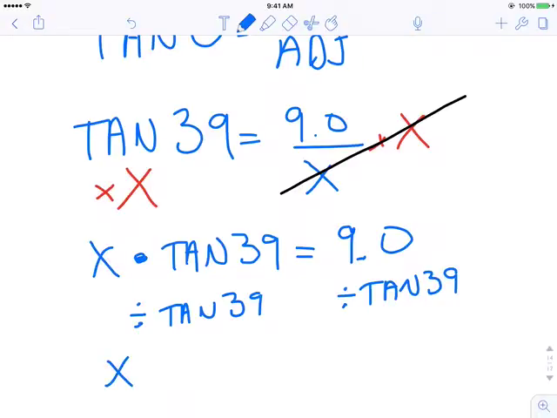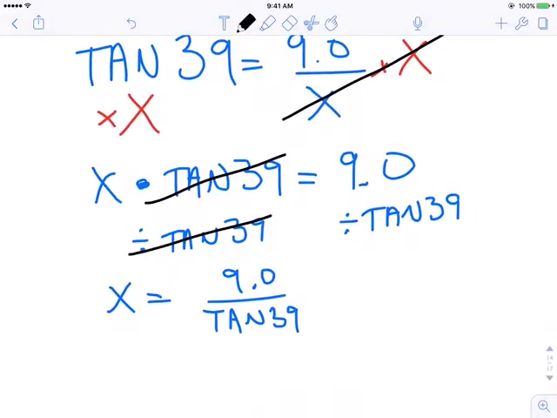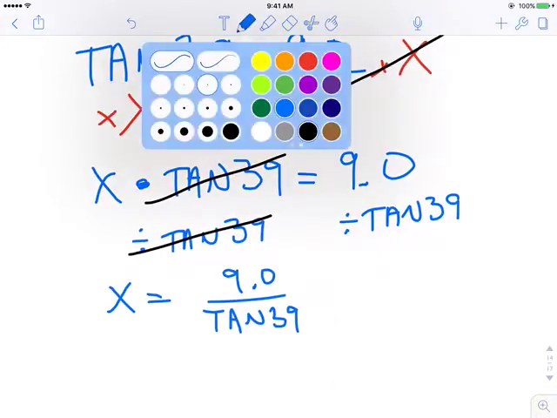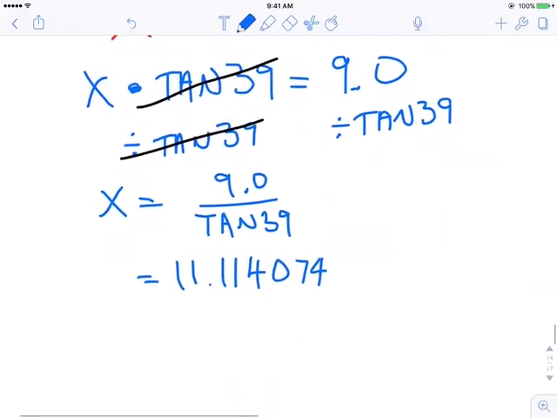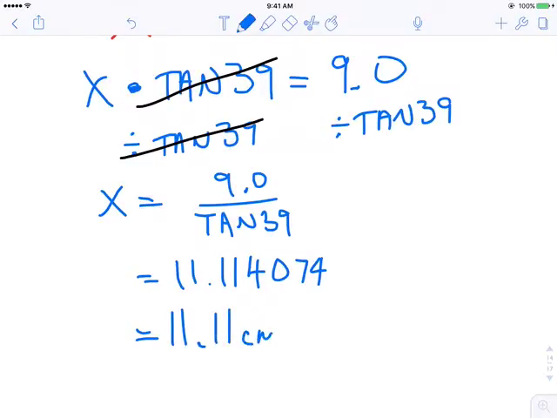That leaves me x is equal to 9.0 over the tangent of 39 degrees. Again, for the same reason that these cancel out. Punch that into your handy-dandy calculator and you'll get a fancy number of 11.114074, rounded to 11.11 centimeters.